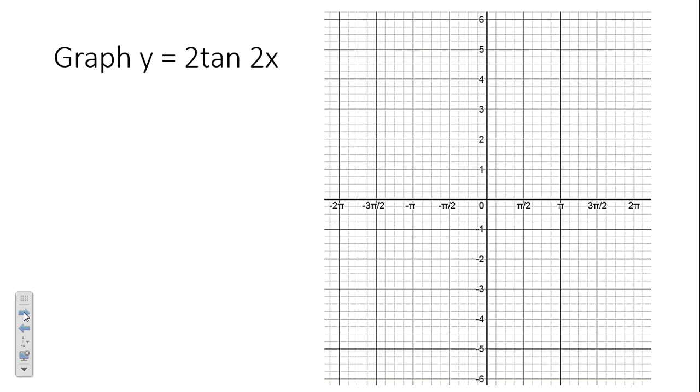And the other one tells me how often we have a period, right? Before it was every pi. Now we're going to get a new one every pi over 2. Okay? Why would they do such a thing to us, right? Okay? So it's going to be stretched. We're not shifting horizontally or vertically. Okay? Before our asymptote was at pi over 2, wasn't it? Now it's going to be at pi over 4.